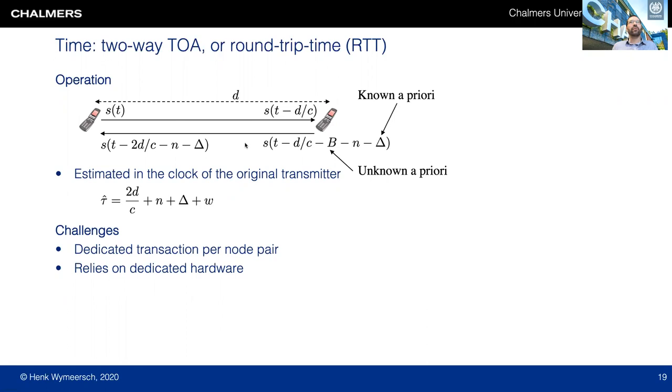And then the original device estimates the time of arrival. And this time of arrival will now be 2 times the distance over the speed of light, plus measurement noise due to time of arrival estimation of the other device, the pre-agreed delta and noise at the original transmitter. Okay, so you have 2 sources of noise, but now since this delta is known a priori, you can remove it and you immediately get the distance. So what you do here is you do distance estimation for each pair of nodes. Now to be able to do this, you probably need some dedicated hardware to be able to send a signal back exactly at a pre-agreed time. But this is how round-trip time works.